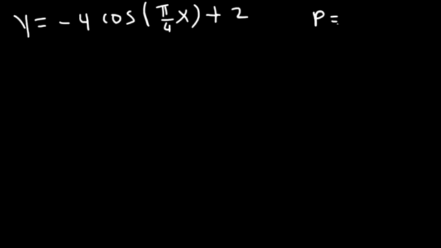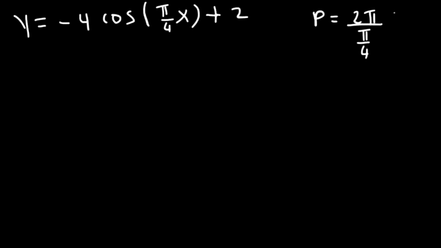Now let's try this one. Let's say we have y is equal to -4 cosine pi over 4 times x plus 2. So let's calculate the period. The period is going to be 2 pi divided by b. In this case, b is pi over 4.